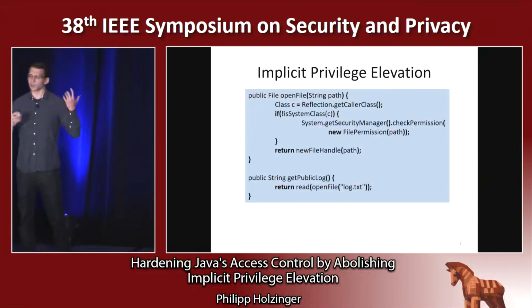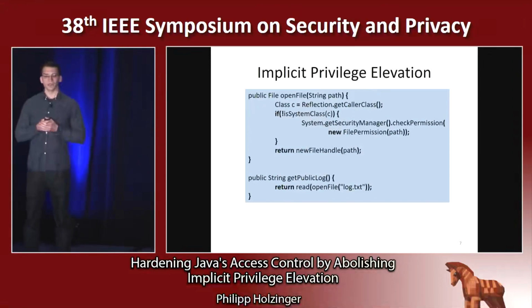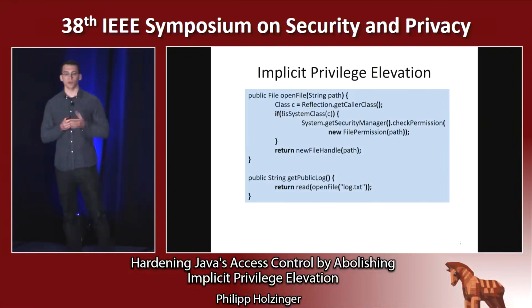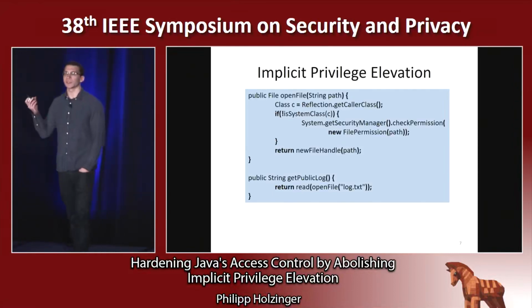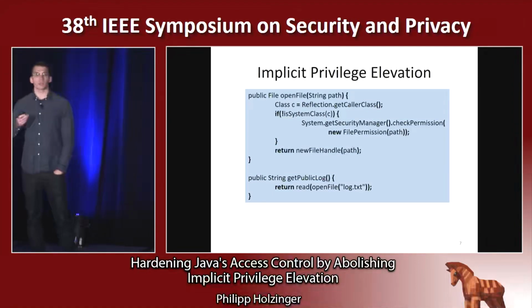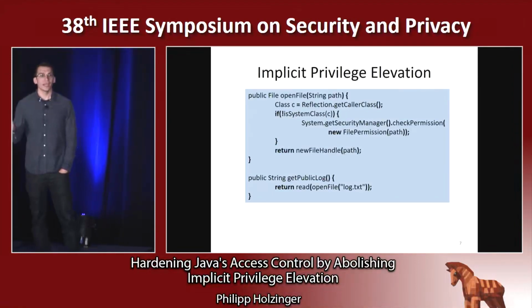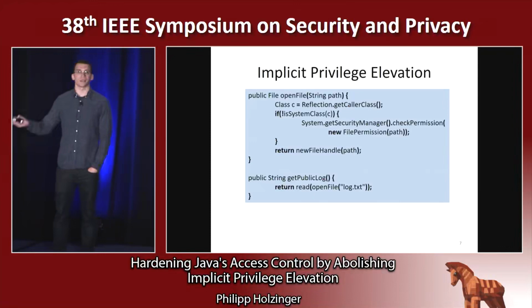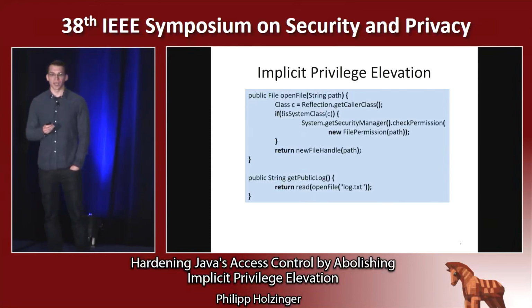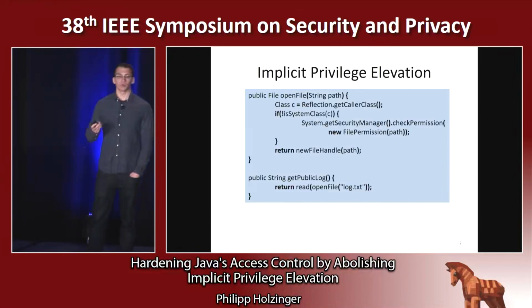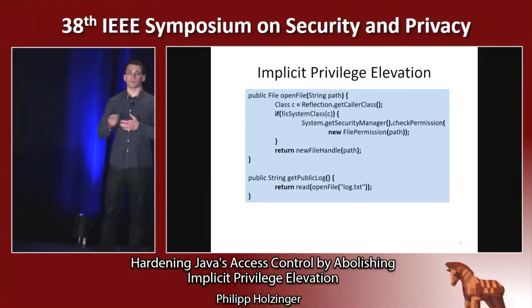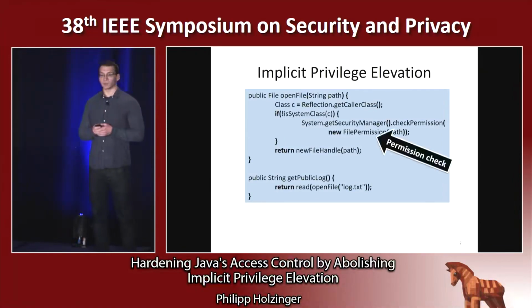Just suppose that this is a system class here. This system class has two methods, openFile and getPublicLock. The openFile method receives a string argument which represents a path to a file, and it just returns a file handle to the file. That's all it does. getPublicLock uses this functionality to get a file handle to log.txt. That's it. Since openFile provides access to the file system, which we consider sensitive, we see that here is a permission check.